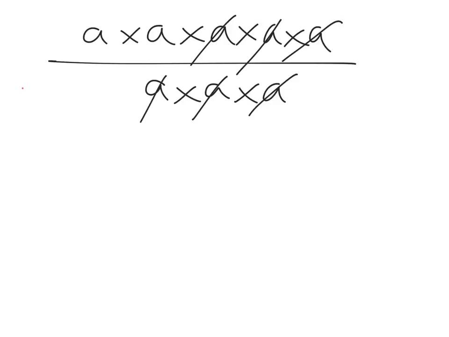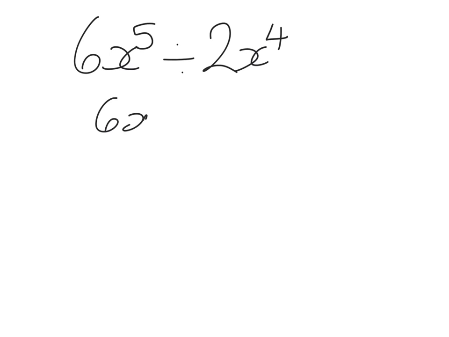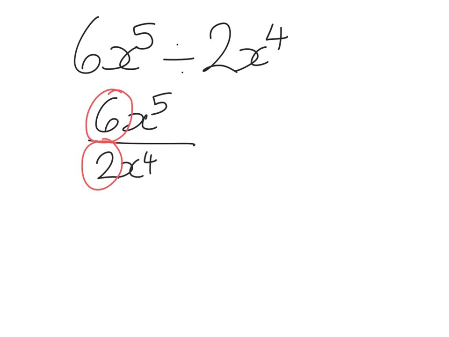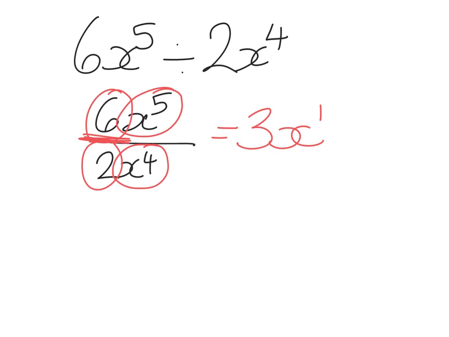What about if we involve coefficients? Again, let's write it as a fraction. And I've got coefficients here and here. And again, we do the coefficients first. So 6 divided by 2, you do the coefficients as normal, and that is 3. And now we do x to the 5 divided by x to the 4, and we can cancel off the x's until we get x to the 1, which is just the same as x. So your answer here would be 3x.